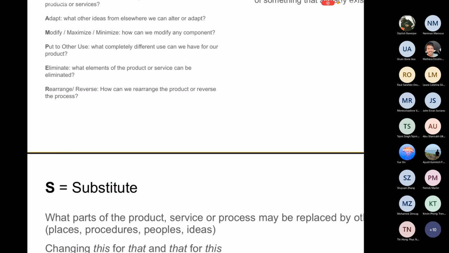Rearrange it or reverse it. Maybe instead of putting it in the beginning of the class, we do the opposite: doing it at the end, or in the middle. Whenever we have any exam, we don't have the survey coming at that moment, and we reverse it. It's always after exams, for example, the timing of it.